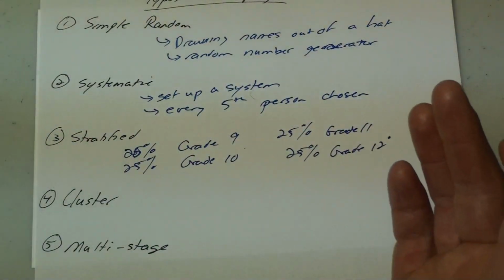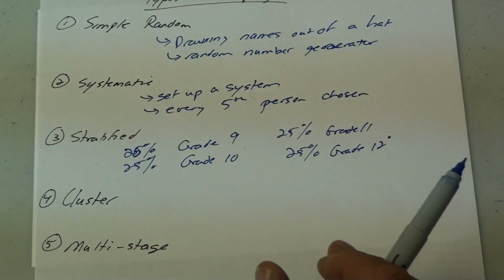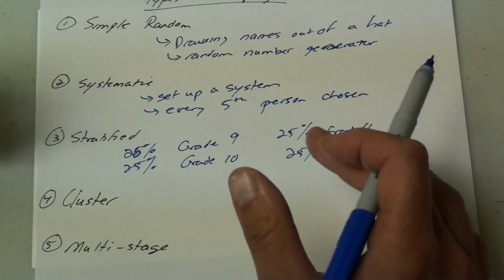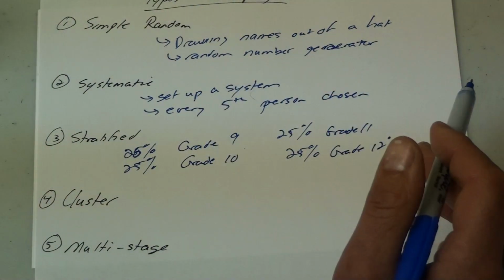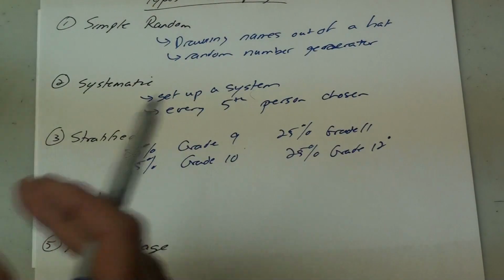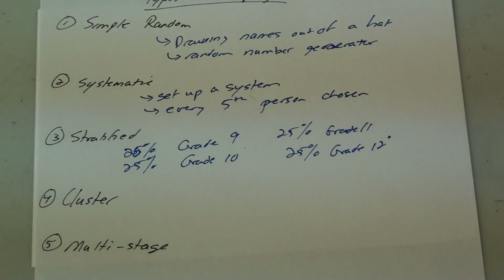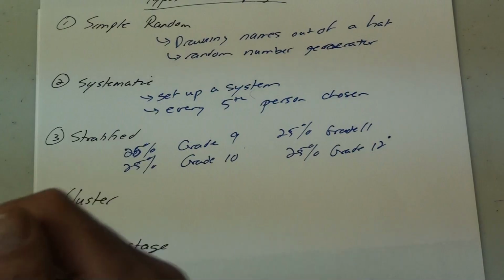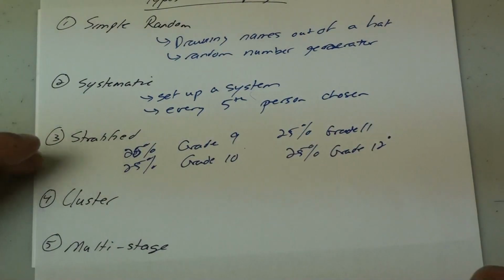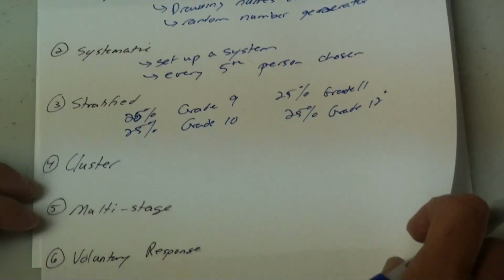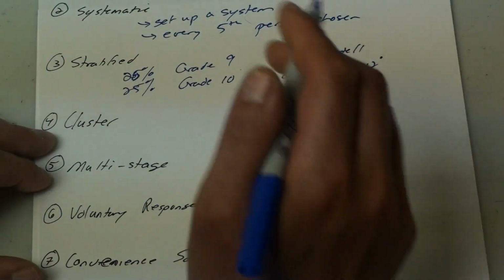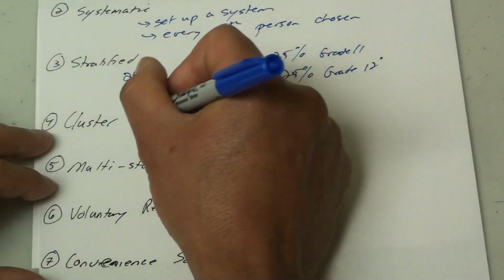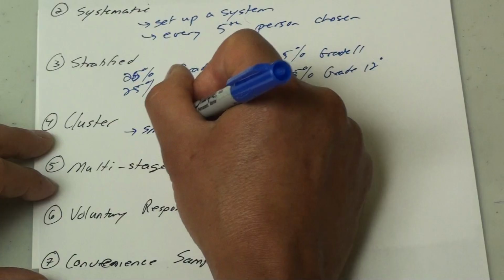Or maybe you're splitting up according to gender, maybe you're splitting up according to some other sort of demographic that you want to break it up. Maybe it's by age, so you have a certain percentage in your sample that reflects the same percentage of your population. That's called stratified.